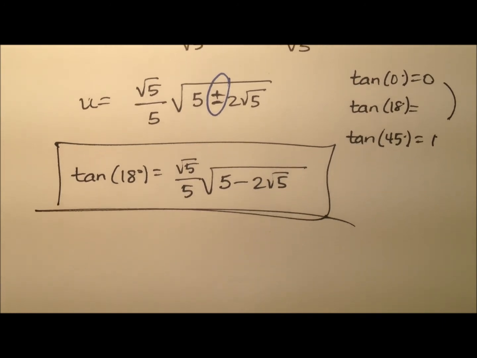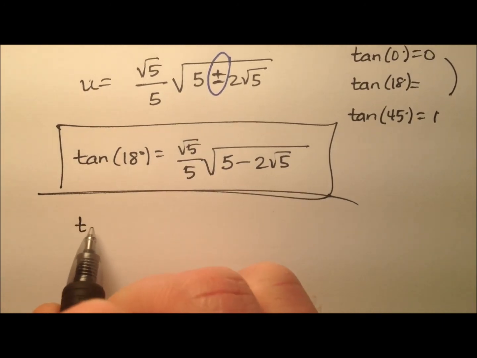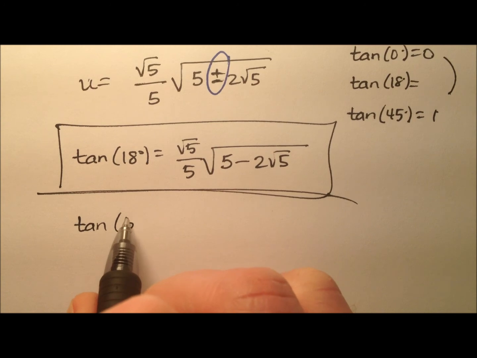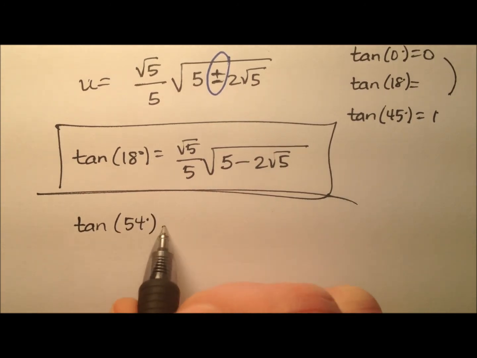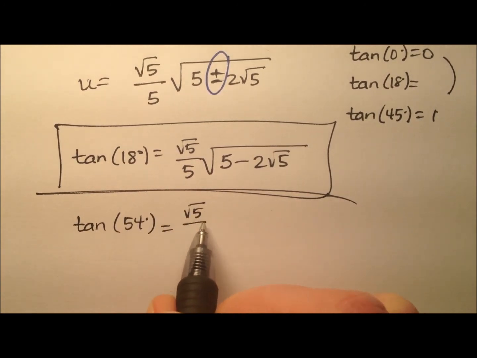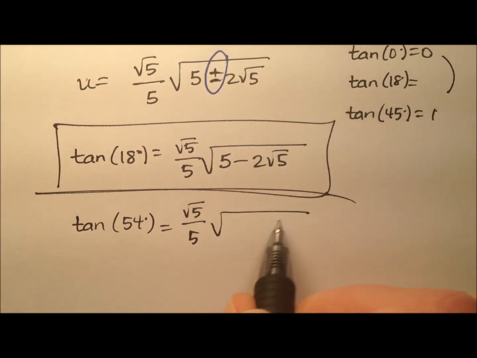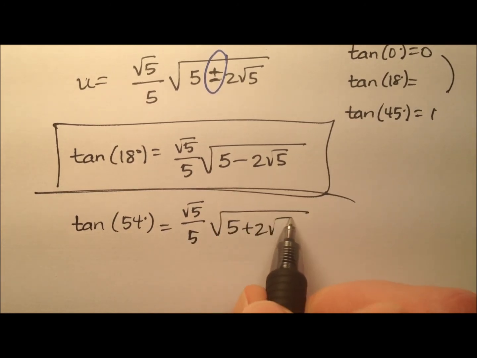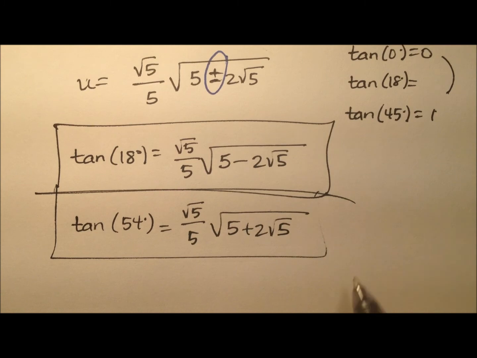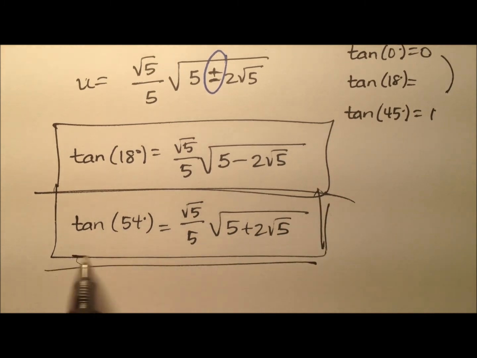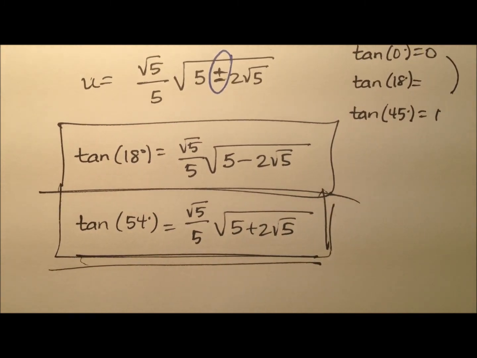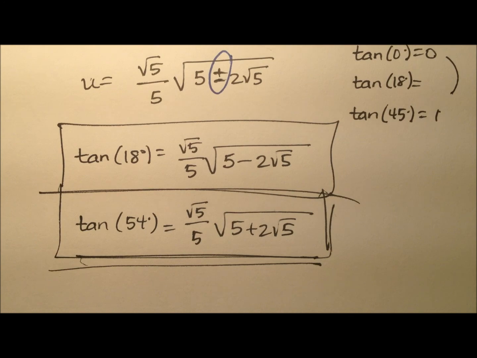We'll grab a calculator here in a second. I'll show that to you. But also, as promised, the tangent of 54 will come out of this equation as well, because that guy will be when I use the plus right there. So here are two exact values for tangent that we got from solving one equation. So let's go ahead and grab a calculator and I'll show you that this works.